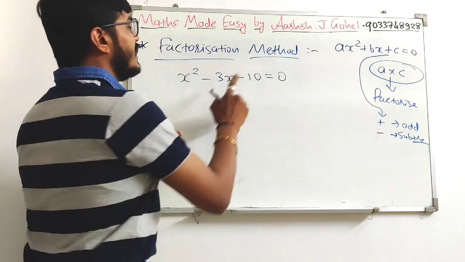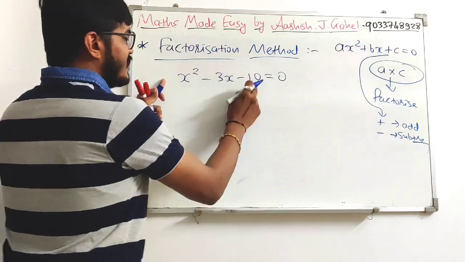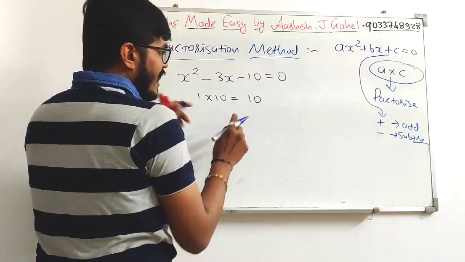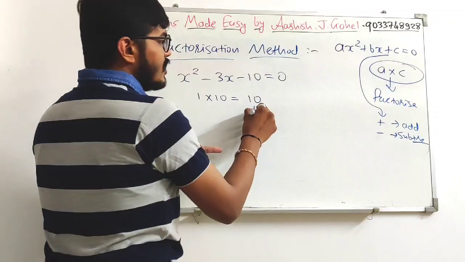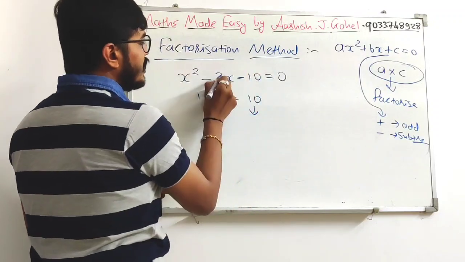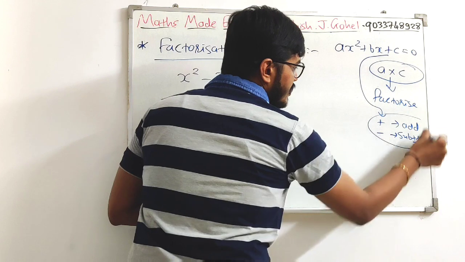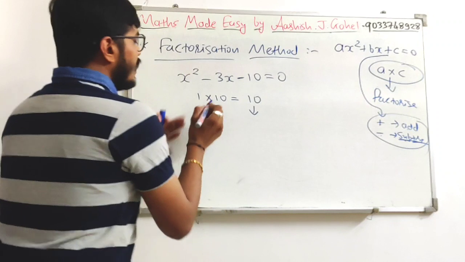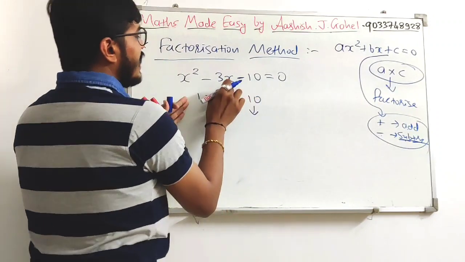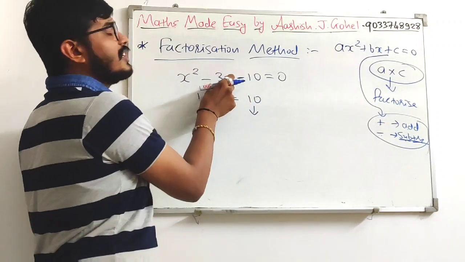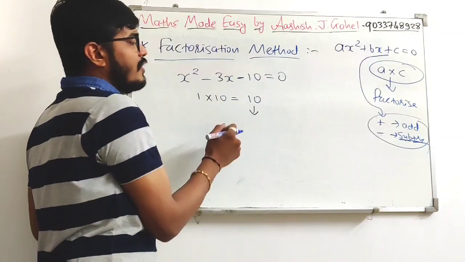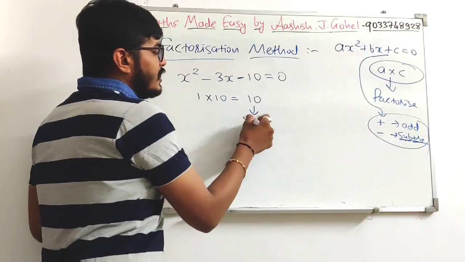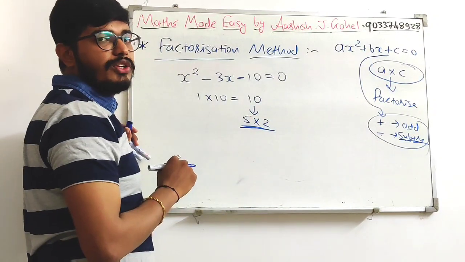So here 1 is there and 10 is there, so 1 into 10. The product is 10 and we need to factorize 10 such that the subtraction of the factors will give you 3. If plus, then addition; if minus, then subtraction. It is very easy. The factors of 10 are 1 into 10 and 5 into 2. After subtracting to get 3, we get the factors 5 and 2.